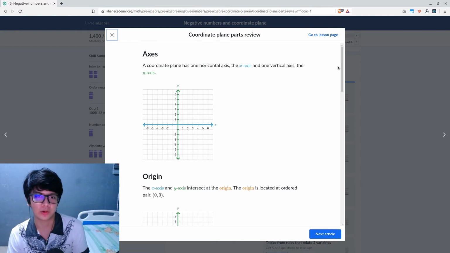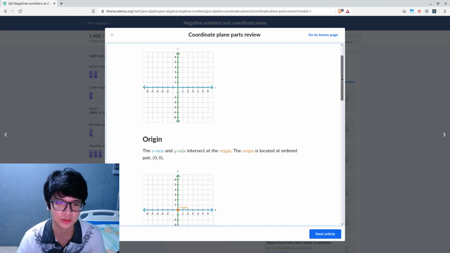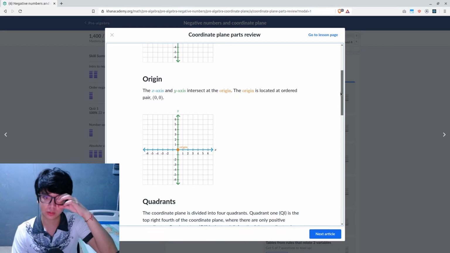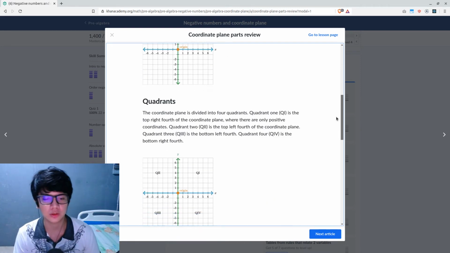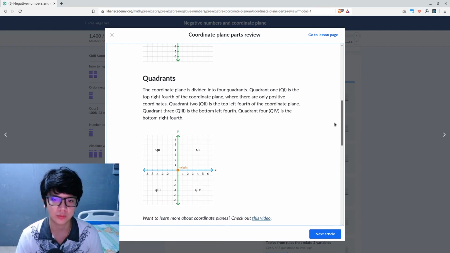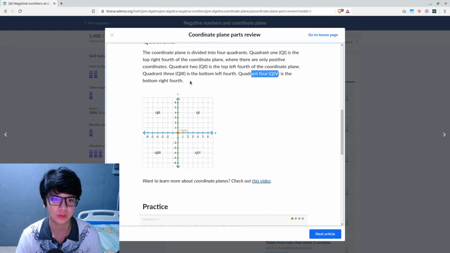Coordinate planes show one horizontal axis, the x-axis, and one vertical axis, the y-axis. The origin is the ordered pair 0, 0. The coordinate plane divides into 4 quadrants: top right, top left, bottom left, and bottom right.